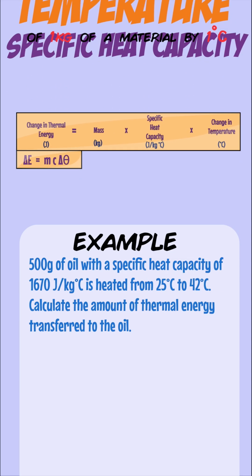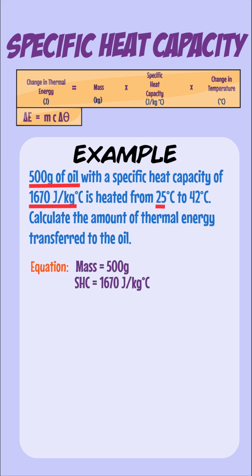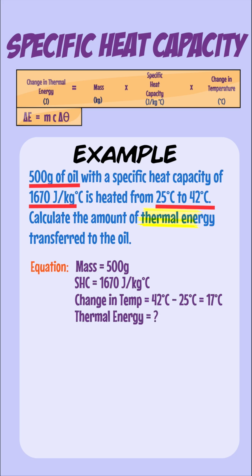So let's look at an example using this equation. So we have 500 grams of oil with a specific heat capacity of 1,670 joules per kilogram per degree Celsius, and the temperature is increasing from 25 degrees C to 42 degrees C. This means our change in temperature is 17 degrees Celsius. And the question is asking us to find the amount of thermal energy needed.